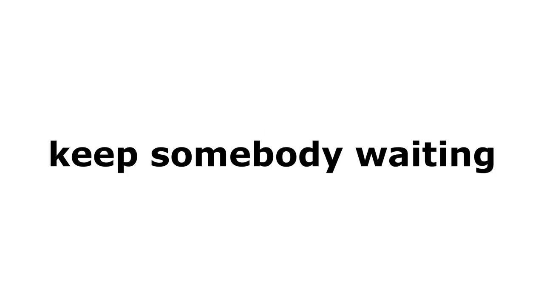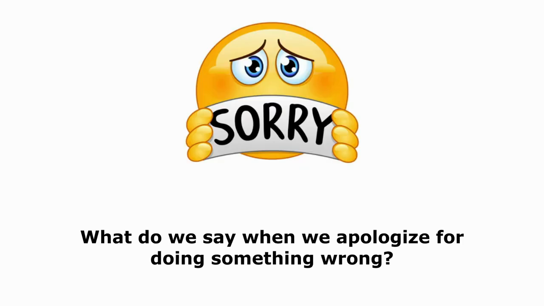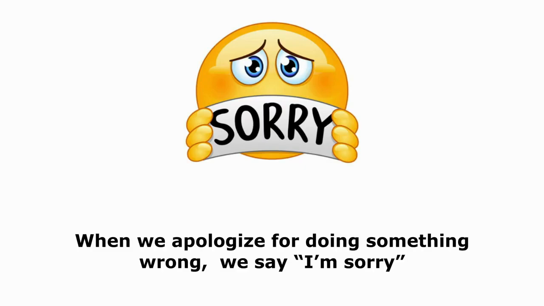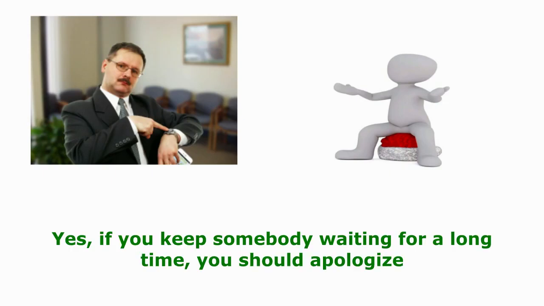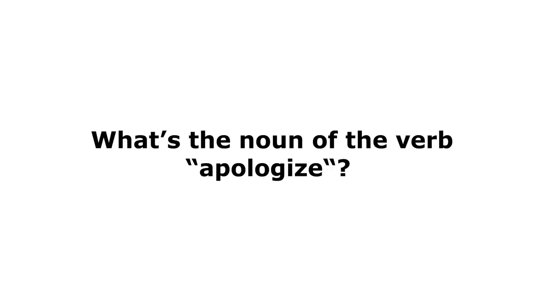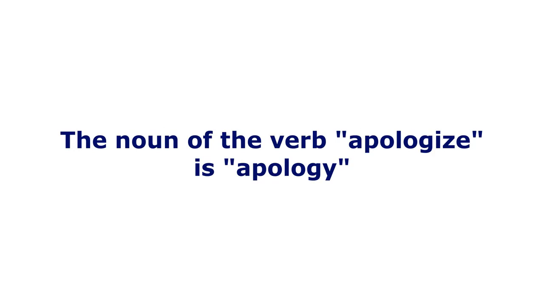Apologize. Apology. Keep somebody waiting. What do we say when we apologize for doing something wrong? When we apologize for doing something wrong, we say, "I'm sorry." If you keep somebody waiting for a long time, should you apologize? Yes, if you keep somebody waiting for a long time, you should apologize. What's the noun of the verb apologize? The noun of the verb apologize is apology.